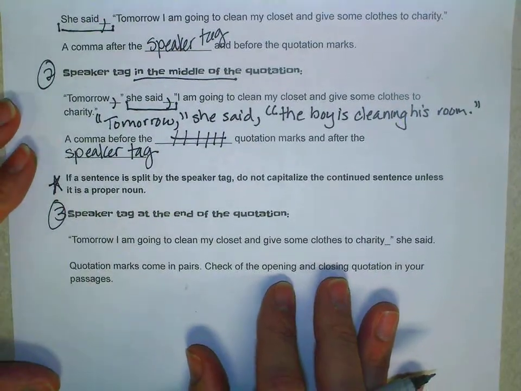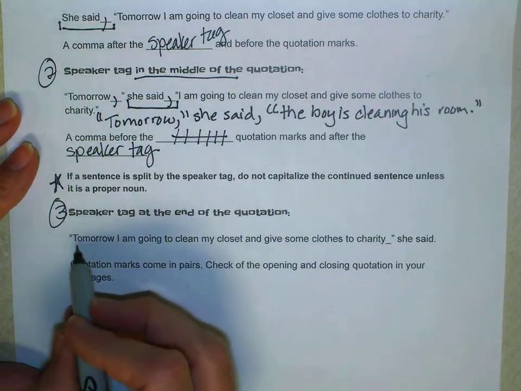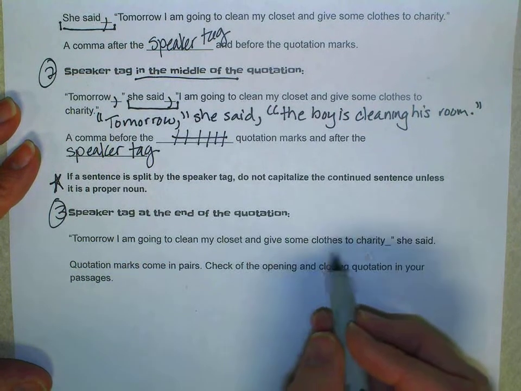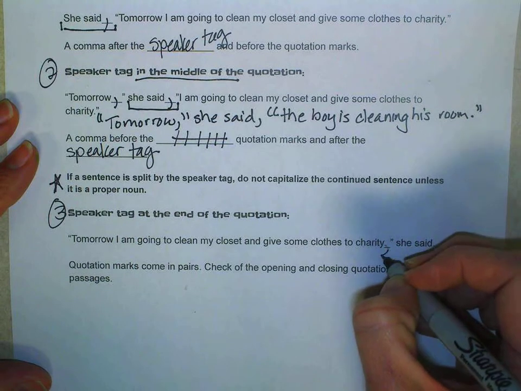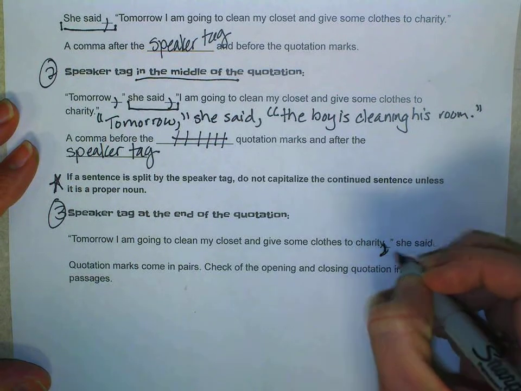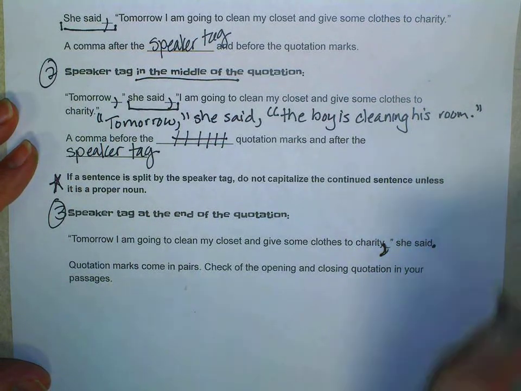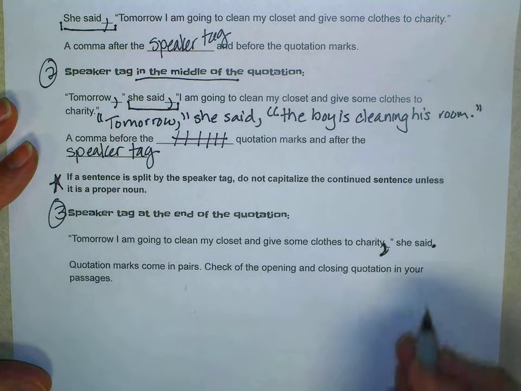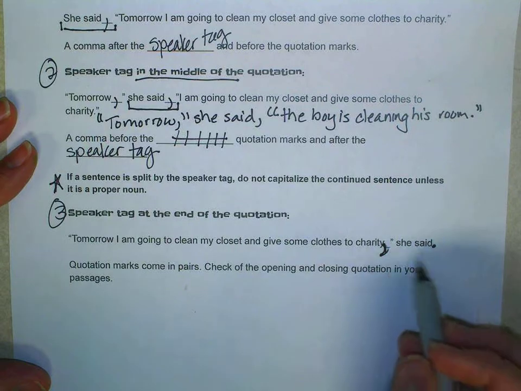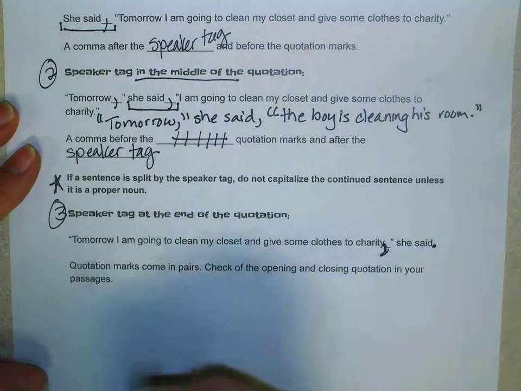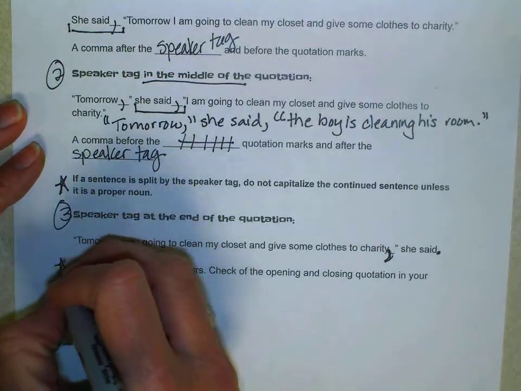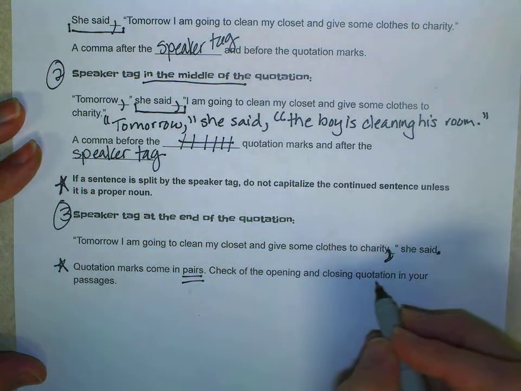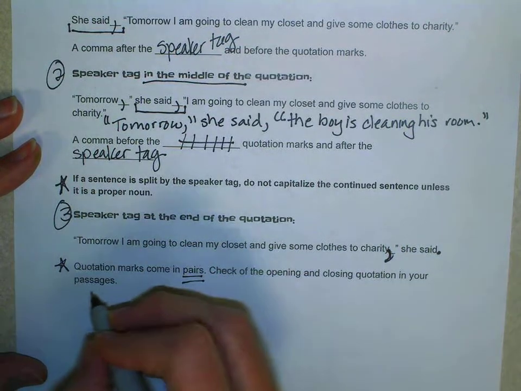"Tomorrow I'm going to clean my closet and give some clothes to charity," she said. Okay? So I'm always setting off my tag with a comma, quotation marks, she said, period. Another thing to remember is that quotation marks come in pairs. Check the opening and closing quotation in your passages.